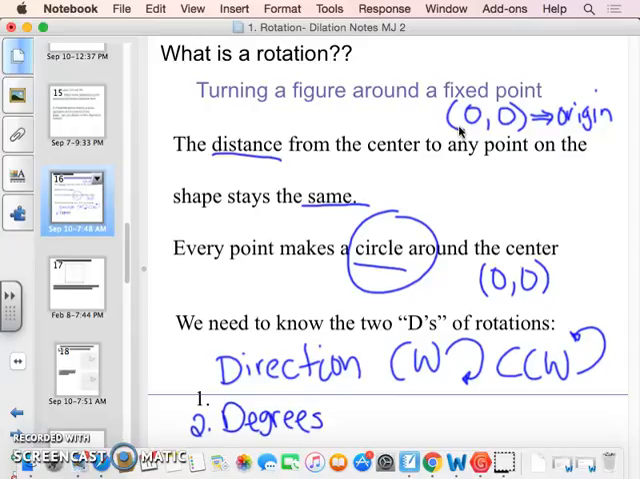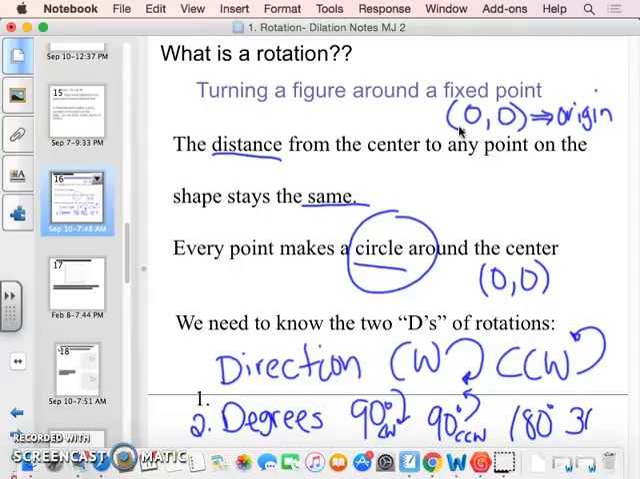And on Friday, we talked about 4 different degrees of rotation. We've got a 90-degree clockwise. We've got a 90-degree counterclockwise. So I'll call this clockwise, and I'll call this counterclockwise. We've got a 180, which is a full turnaround, and then a 360, which puts you back where you started from.